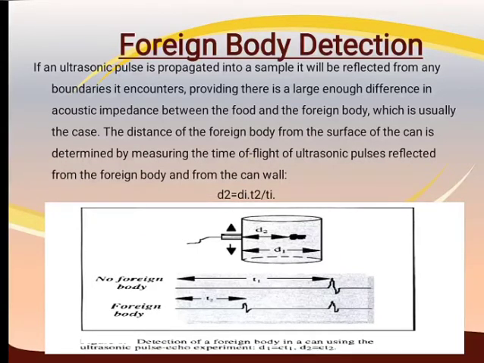The distance of the foreign body from the surface of the can is determined by measuring the time of flight. Time of flight means the travel time of ultrasonic pulses reflected from the foreign body and from the can wall. Here you can see the schematic diagram of it.